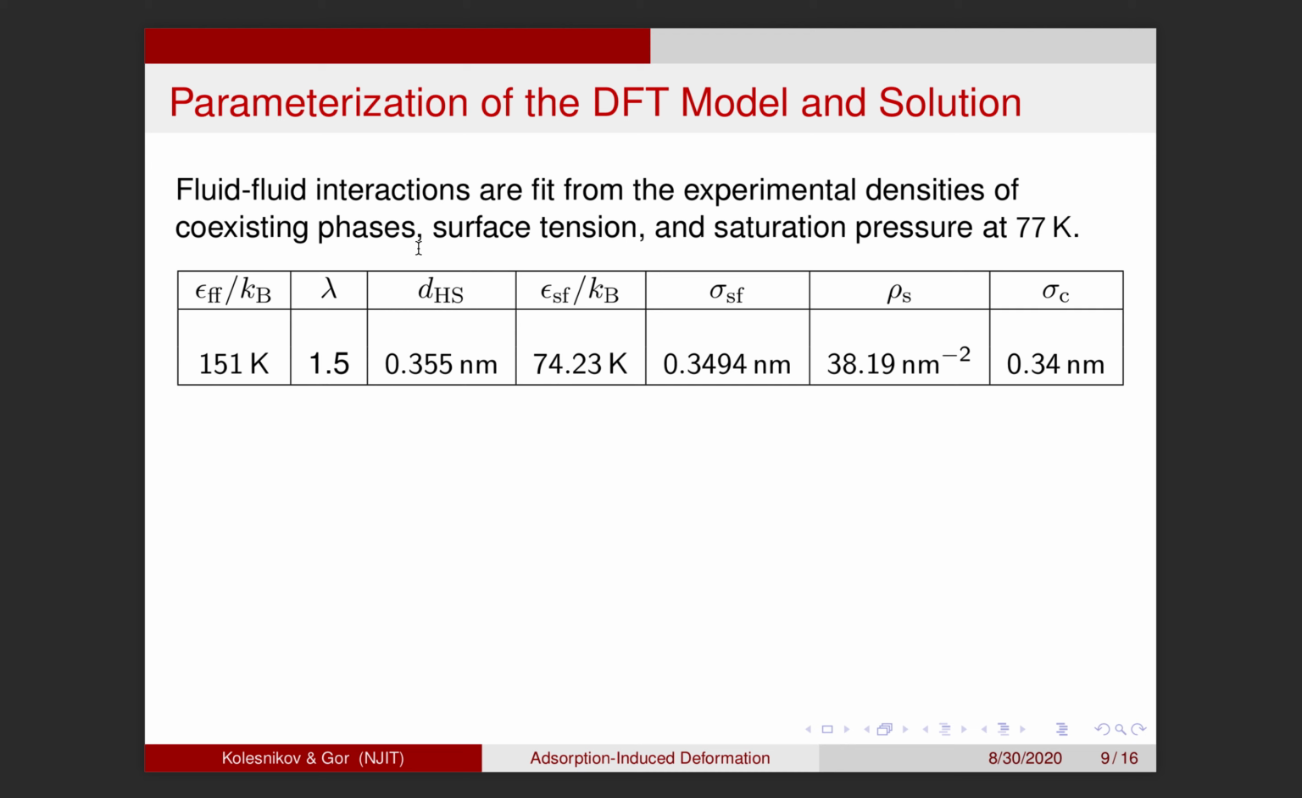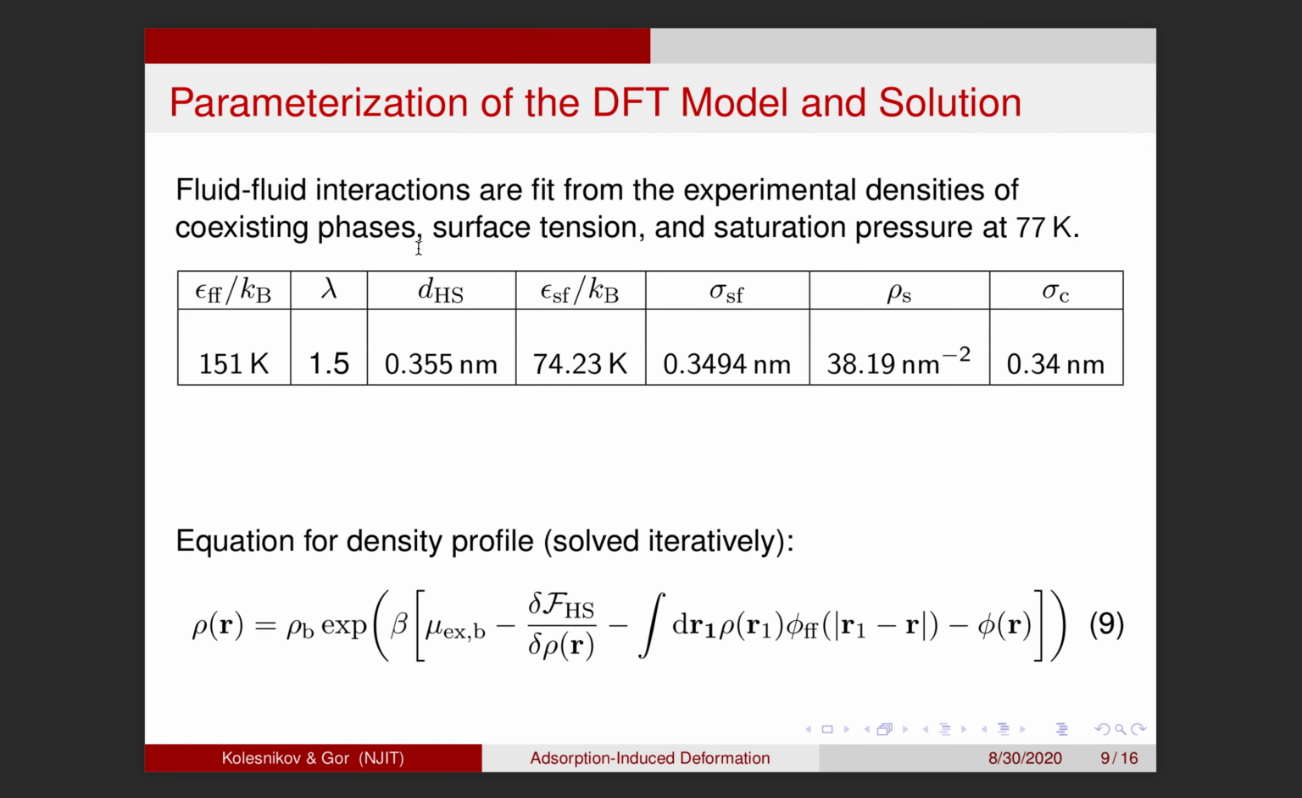So once we set this up, another thing is to parameterize the model, and we took some of the parameters from the literature, while some of the parameters, in particular the fluid-fluid interactions, are fit from the experimental densities of coexistent phases, surface tension, and saturation pressure at 77 Kelvin. And we use here, of course, the model for nitrogen adsorption, the gas which is most widely used for adsorption characterization purposes. So here I summarize the parameters, and once we have all that, we can rewrite the equation for the density profile in this form and then solve it iteratively.